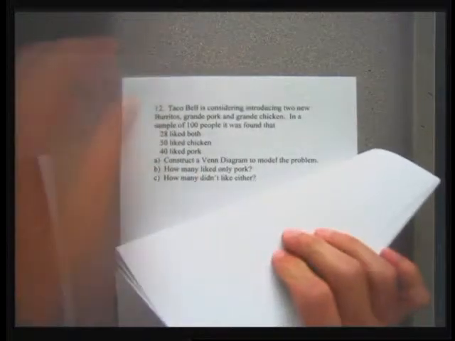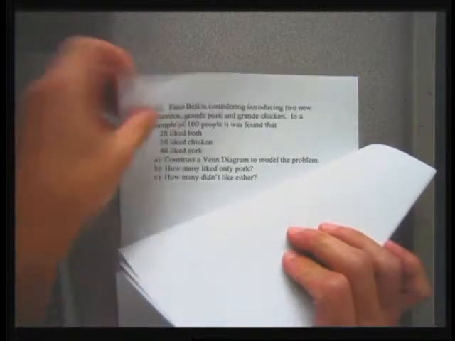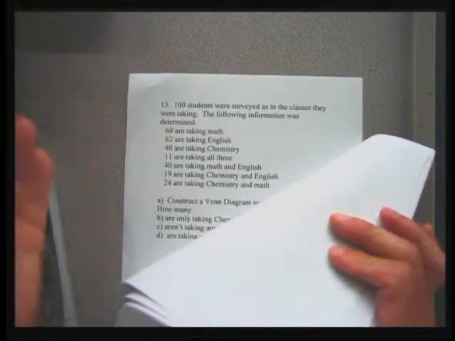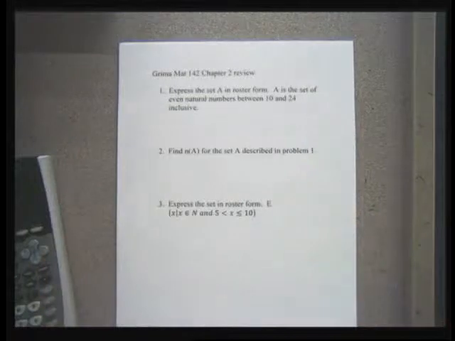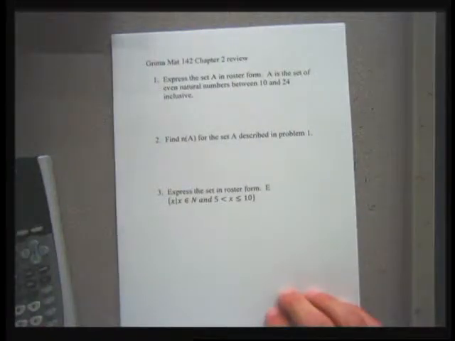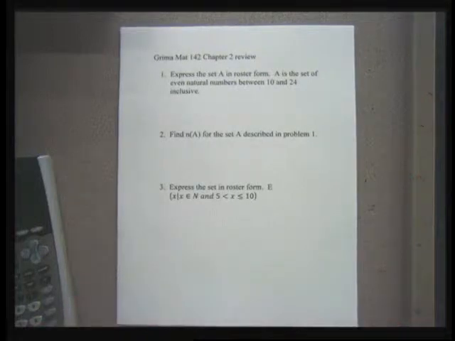And problem 12 on the review is a Venn diagram problem with 2 circles. And problem 13 on the review is a Venn diagram problem with 3 circles. I'll do those 2 problems, so there's 2 more Venn diagram problems you can watch a video for, and hopefully that pushes you far enough and you're able to do the Venn diagram problems on the test. All right, so I'm going to shut the video off.